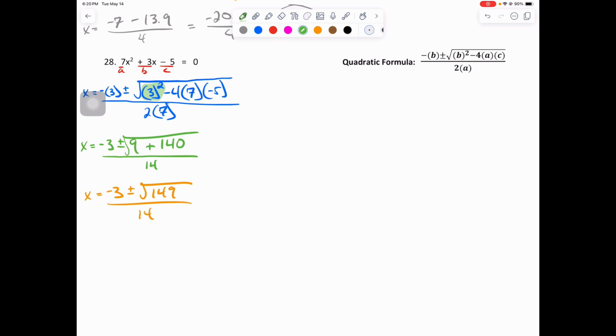Go ahead and add these two together. It gives you the 149. 149 cannot be simplified any further, so we just go ahead and circle our answer, all right?